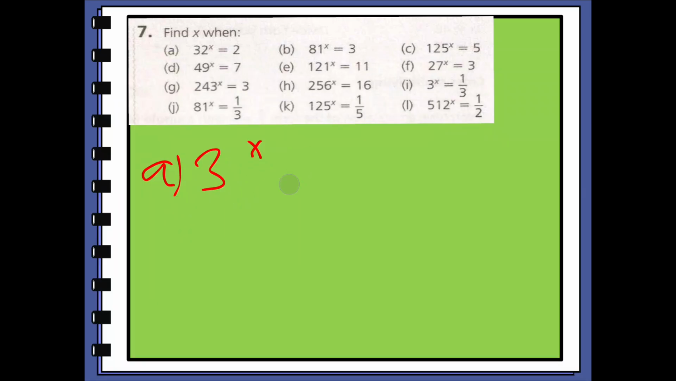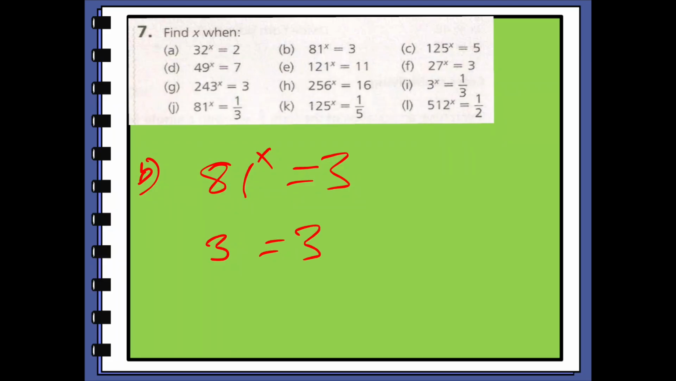So should we do B as well to familiarize the concept. We've got 81 power x equals 3. So we try to make the base the same. What power of 3 can give us 81? We do know that 3 times 3 is 9, 27, 81. So 1, 2, 3, 4. That means 81 is 3 power 4.